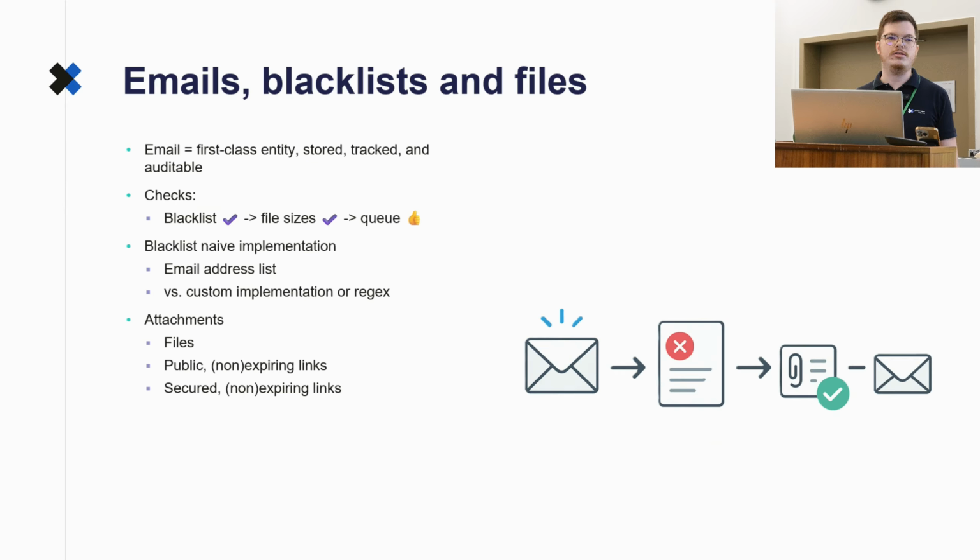On top of that, we've enabled sending email attachments. Not only can you configure allowed file sizes and extensions, but we also support multiple ways of delivering them. For example, as a standard file attachment in email, and also as a public and secured expiring links that can be shared with anyone. This keeps the email small and fast, while still allowing access to larger files in a secure way.